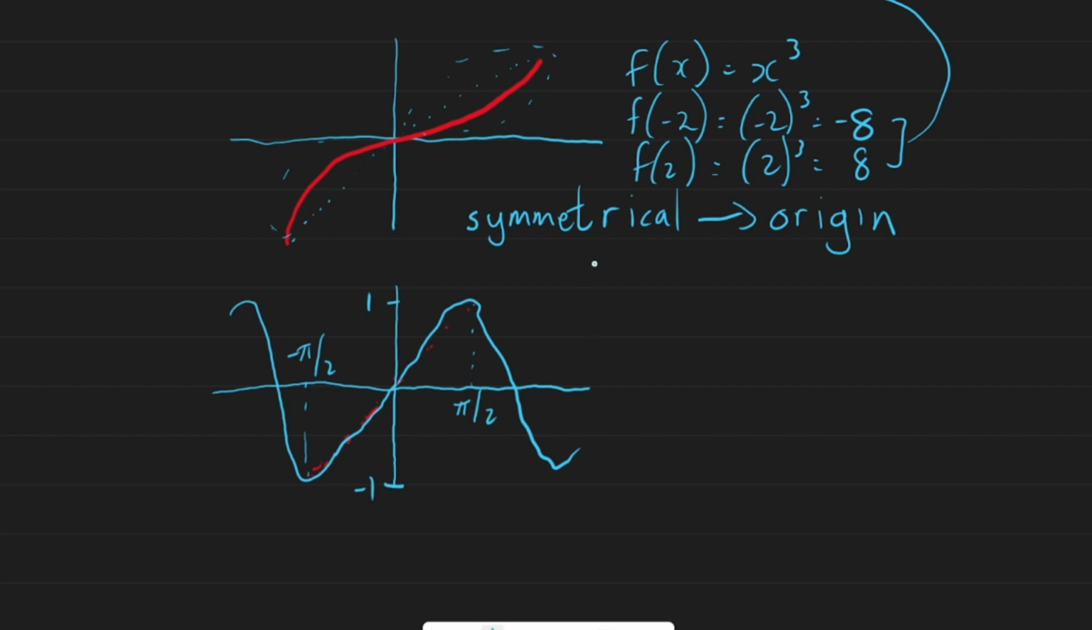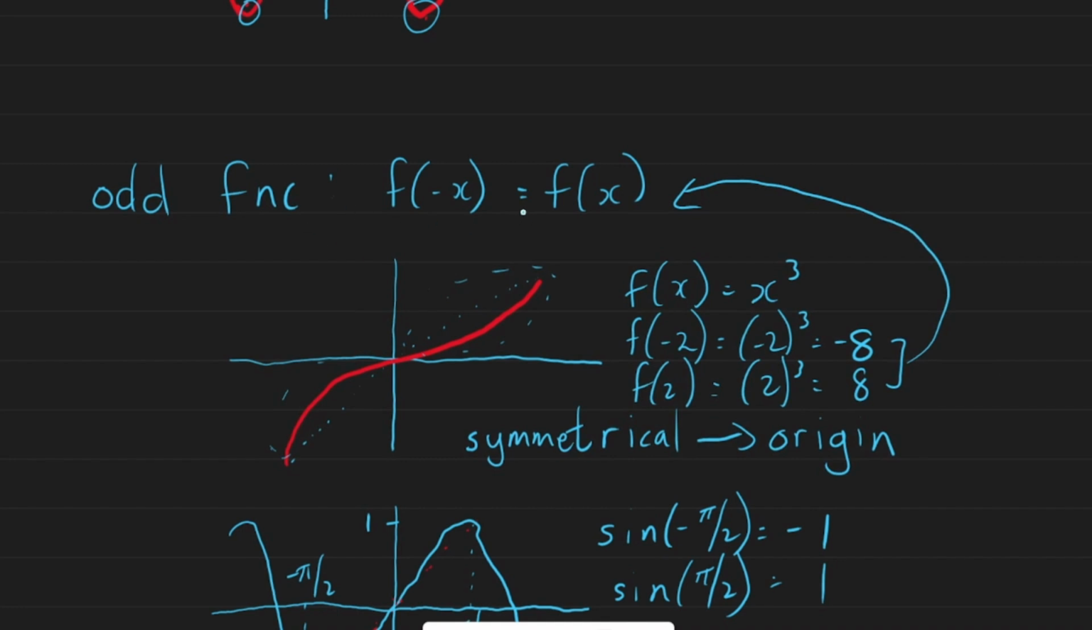Numerically, we can write that sine of minus pi over 2 is minus 1, whereas sine of pi over 2 is 1. So this indicates that it's an odd function because f of minus x is equal to minus f of x. Sorry, there should be a minus here.